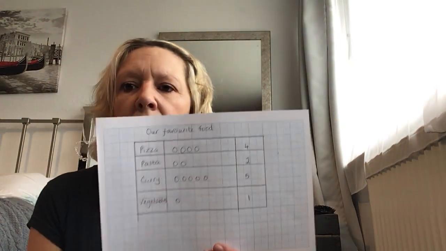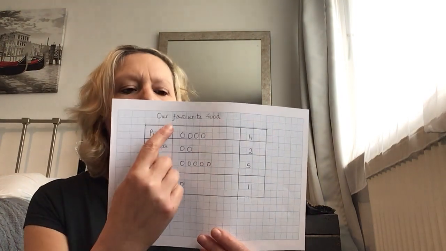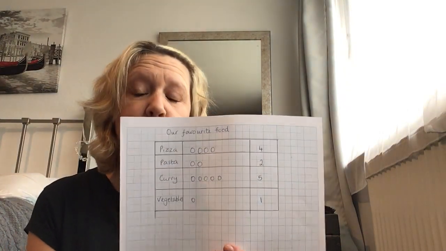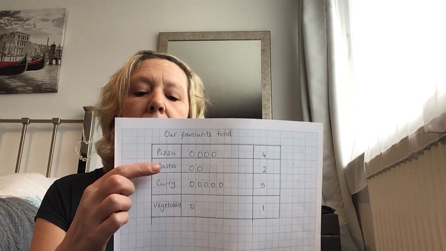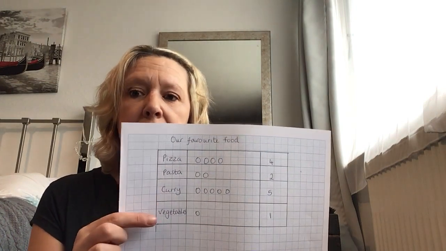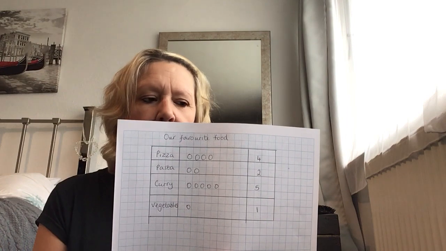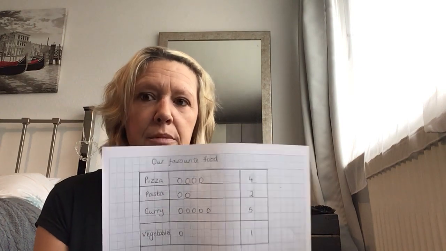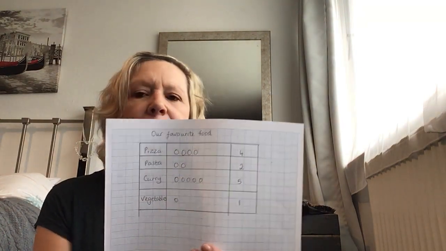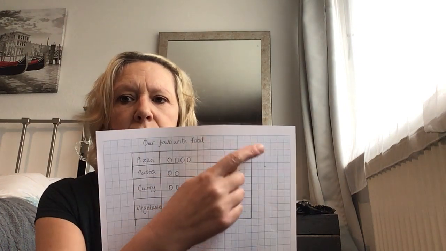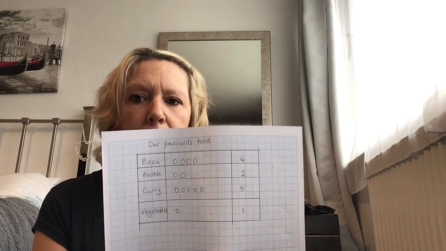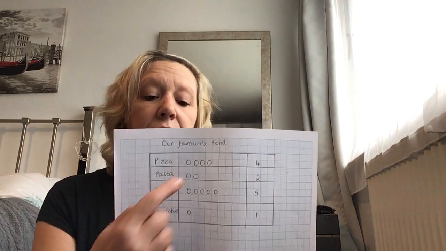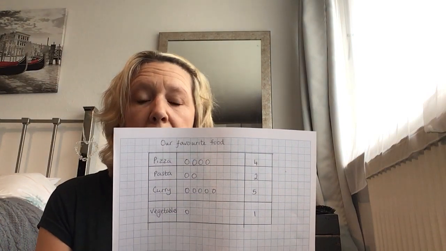So I've done one here called Our Favourite Food. And down this side I've put 4 options. You don't really need any more than 4 options. So I've got pizza, pasta, curry and vegetables. Okay, and I've asked my family, people that I know, my dogs as well, to find out some information. Oh, I've just realised I haven't put a total up there. So here you can see, this time I've drawn circles instead of stars.